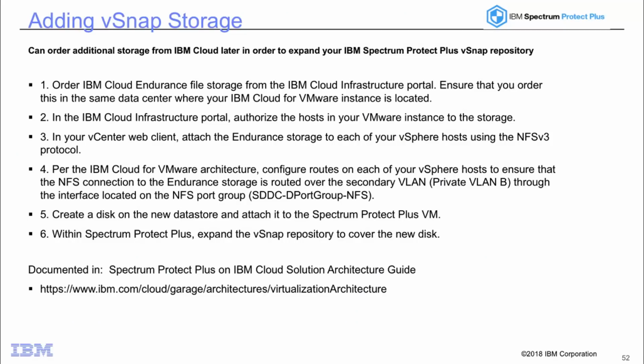In addition, if you deploy Spectrum Protect Plus and need to add storage to it, you can just go out there and in the cloud add additional vSnap storage to the deployment. And I won't read the instructions to you. It is documented in the IBM Cloud Solution Architecture Guide.